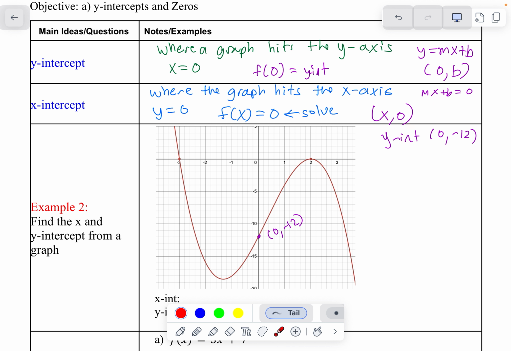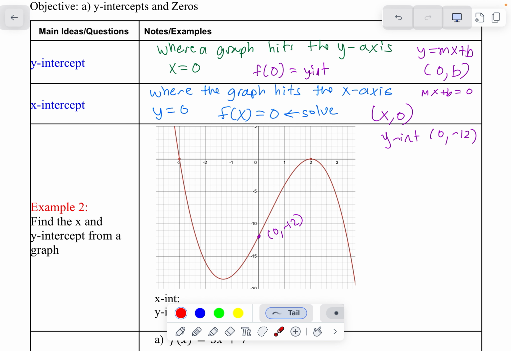Now, for a function, there will only ever be one y-intercept. X-intercepts, there might be multiple. With y-intercepts, you plug in 0 and you get an input-output sort of relationship. With x-intercepts, because you're setting the function equal to 0, you might be getting multiple answers.